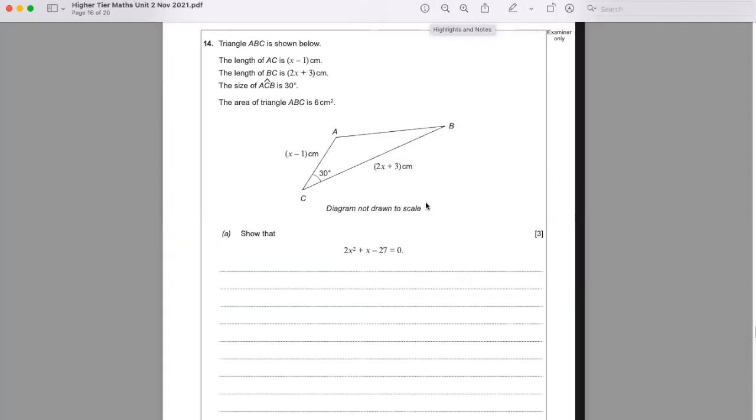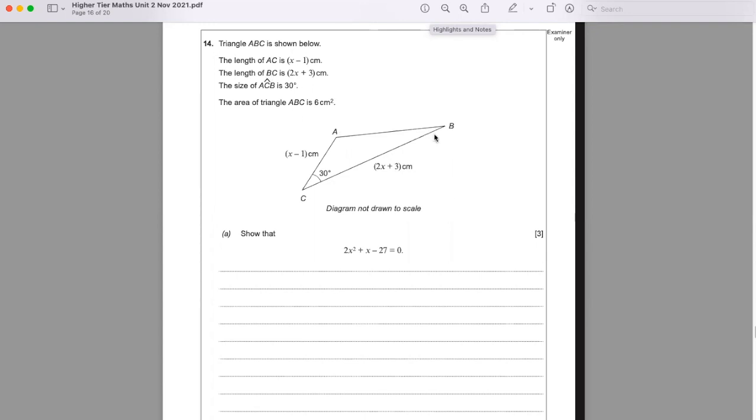Question 14. Triangle ABC is shown below. The length of AC is x minus 1 centimeters. The length of BC is 2x plus 3 centimeters. And the size of angle ACB is 30 degrees. The area of the triangle ABC is 6 centimeters squared. Show that 2x squared plus x minus 27 equals 0.